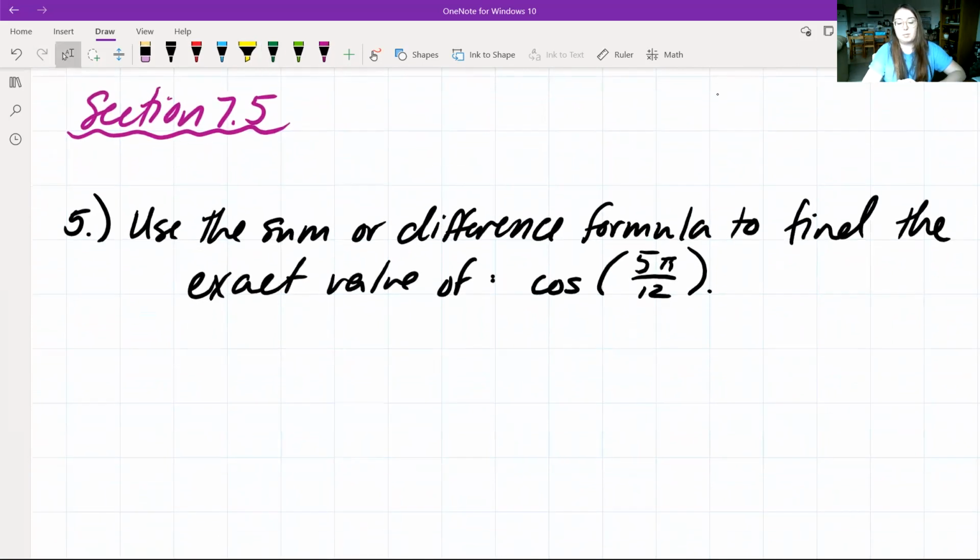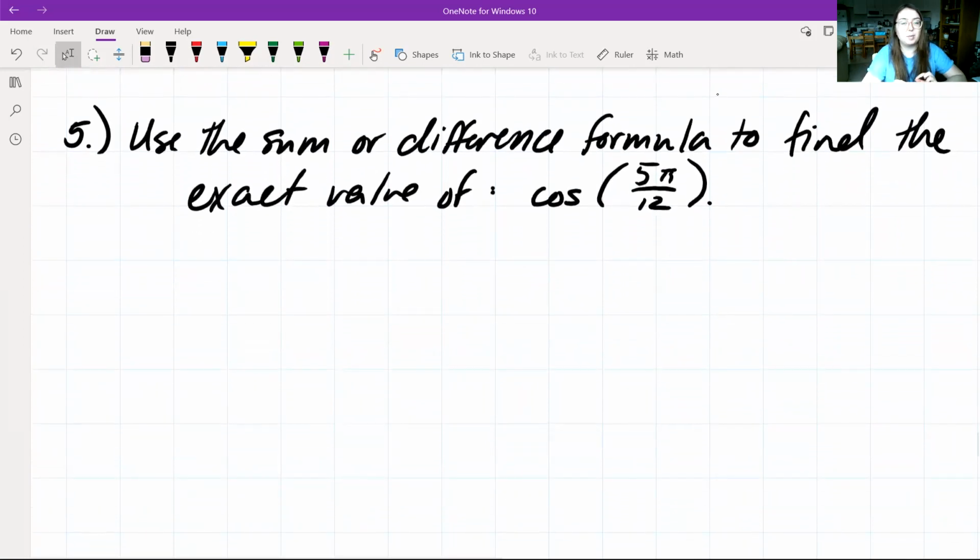All right. Problem number 5 from section 7.5, we want to use the sum or difference formula to find the exact value of cosine of 5 pi over 12. So we know from the get-go, we're using the sum or difference formula to solve this problem. And remember, our sum or difference formula for cosine would end up looking like cosine of alpha times cosine of beta, depending on what you were using, plus or minus sine of alpha times sine of beta.